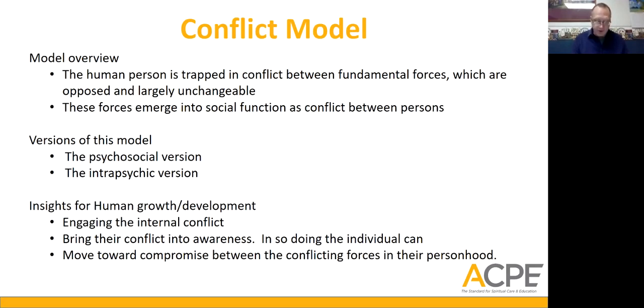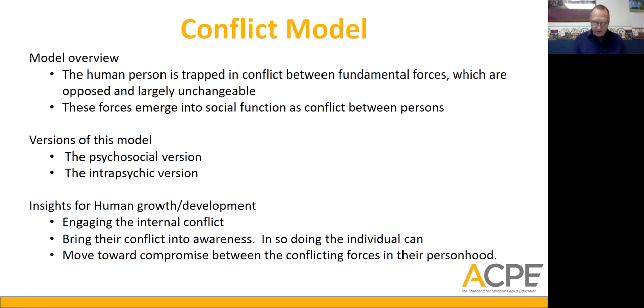Unhealthy human function in this case might emerge as an over-preference of altruism or an over-preference of selfishness and a suppression of the other. Maddie names two versions of this model, the psychosocial version and the intrapsychic version. The former places emphasis on the social situation around the personality. The latter focuses more on the internal experience of the individual.